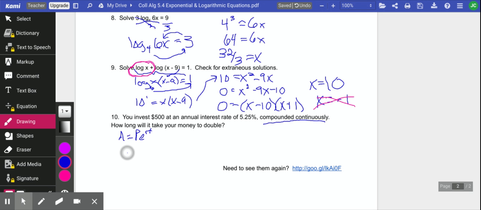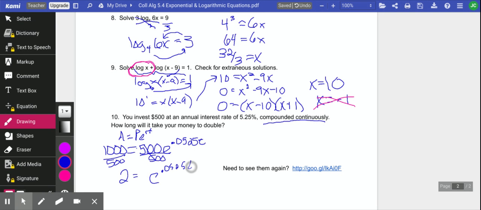So our principal, that's $500. That's what we're investing. Our rate is 0.0525. T is what we're trying to find, the time that it takes it to double. So if we double $500, we now have $1,000. Okay, so this is the equation we're going to solve. So I'm going to start by dividing both sides by 500. So I get 2 equals e to the 0.0525t.